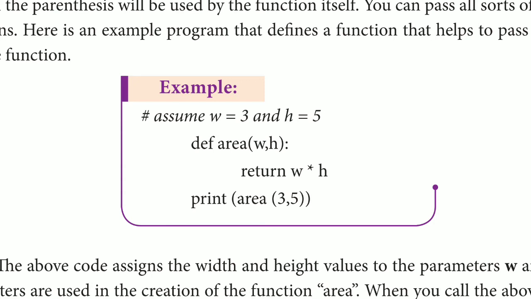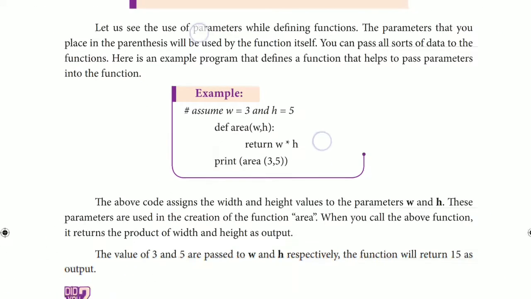In the next statement you can see that they have created a block using indentation. So this return statement will return the multiplication of w and h, w into h. In the next statement they are calling the function: print area 3 comma 5. So 3 comma 5 is the value that is given to w and h. This value will get into the function, and then the above code will be executed.